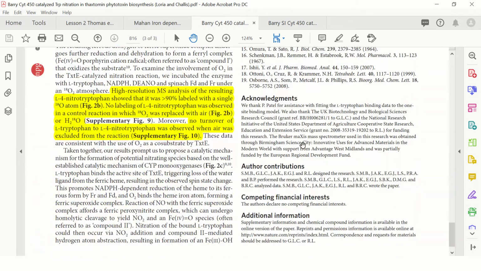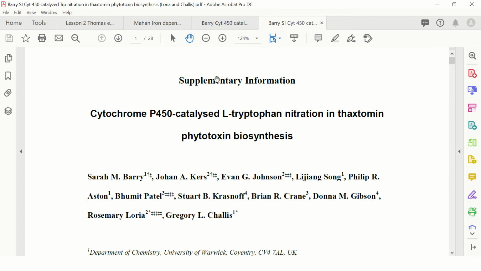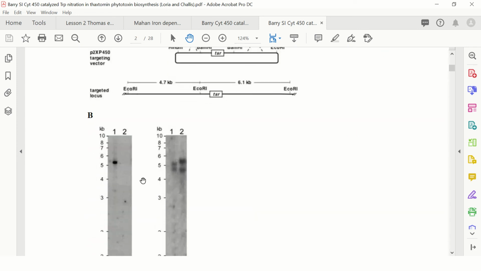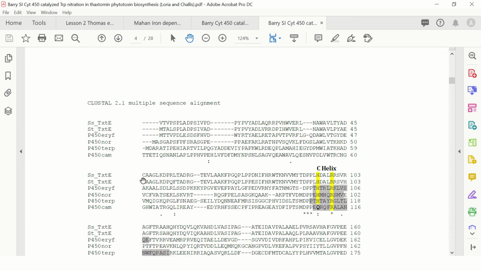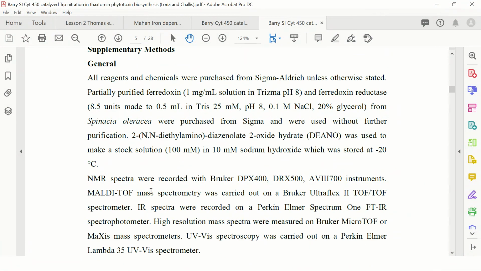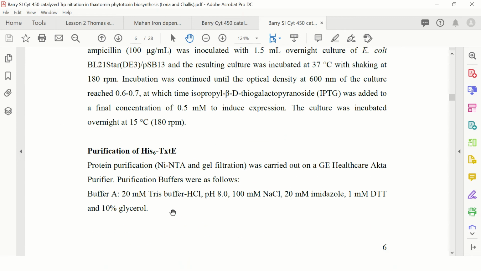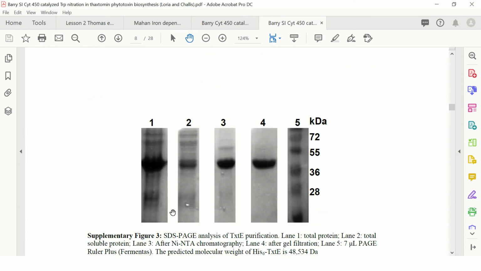Often in papers like this, you'll find at the end additional information, where supplementary information can be found. If you can't find the materials and methods section, it will often be in the supplementary information. So here's the supplementary information for Barry et al. And if we scroll down, we'll find supplementary methods. This is where the materials and methods section is for this paper. So it's not in the main text at all.